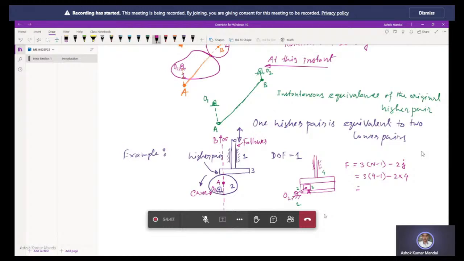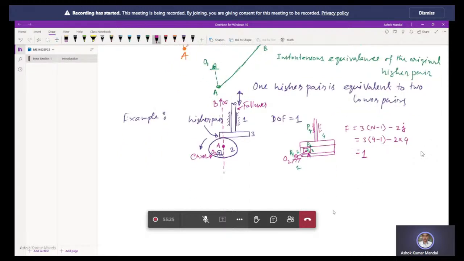We can also give names for your understanding. The joints are R1, R2, and let's say P3 and P4. So there are 4 joints, right? Now what is this value? It is 1, which we have already discussed, that the degree of freedom of this mechanism is 1.